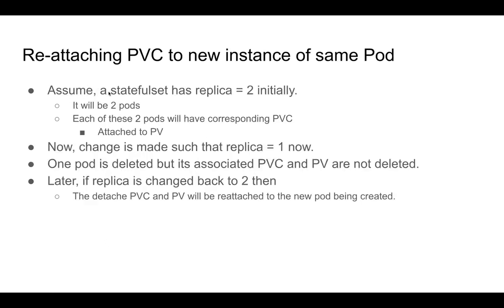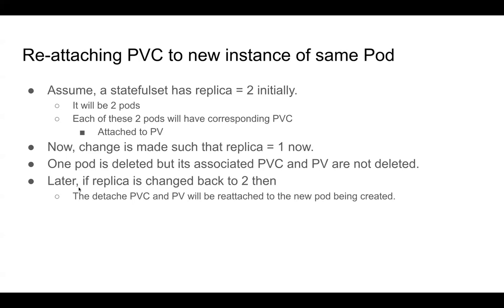So now let's look at reattaching the persistent volume claim to a new instance of the same pod. We'll run through this one scenario. Assume a stateful set has replicas equal to 2 initially. It will be 2 pods. Each of the 2 pods will have corresponding claims attached to volumes. Now a change is made such that replicas becomes 1. So one pod is deleted, out of indexes 0 and 1, the pod with index 1 is deleted, but its associated claim and volume are not deleted.